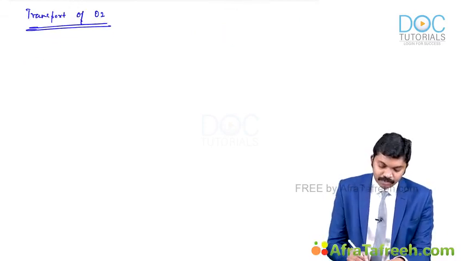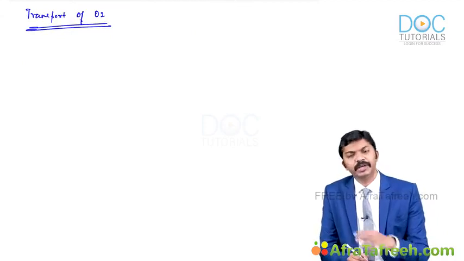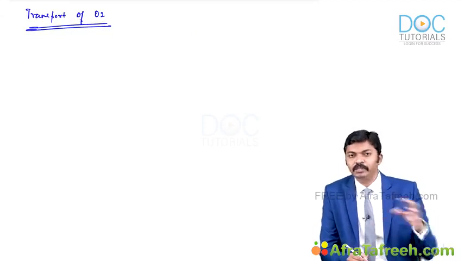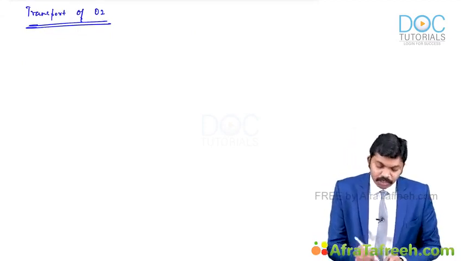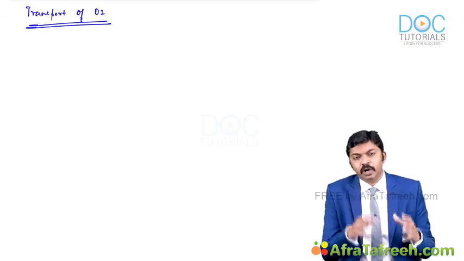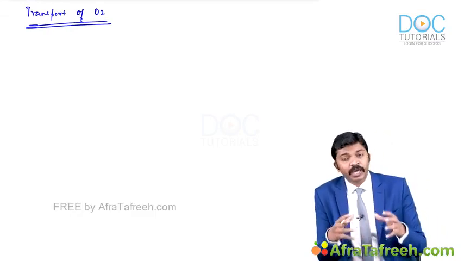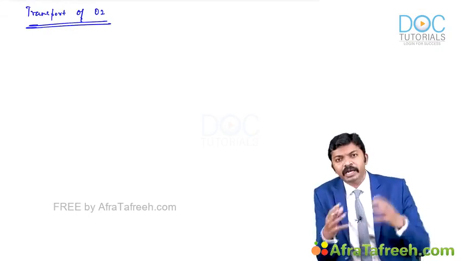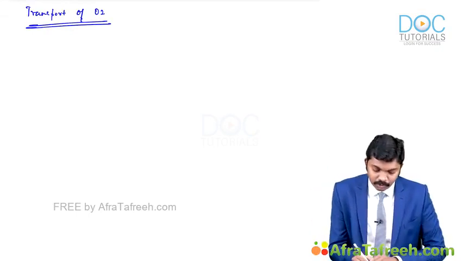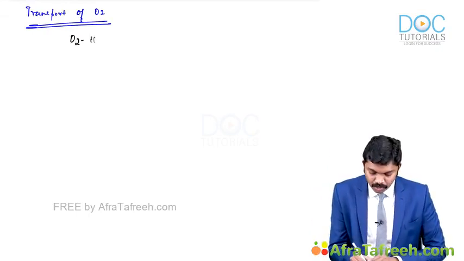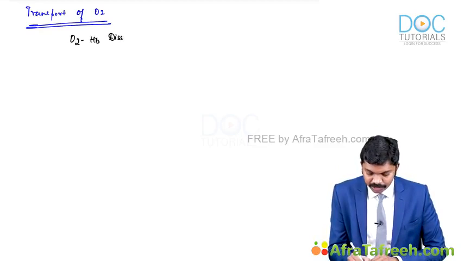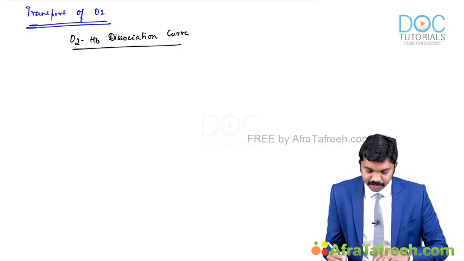Now when it comes to transport of oxygen, as I told you, it is primarily by oxyhemoglobin form. So the method with which oxygen combines with hemoglobin and the way it is carried in blood is studied with a graph called the oxyhemoglobin dissociation curve. Another important PG entrance topic.